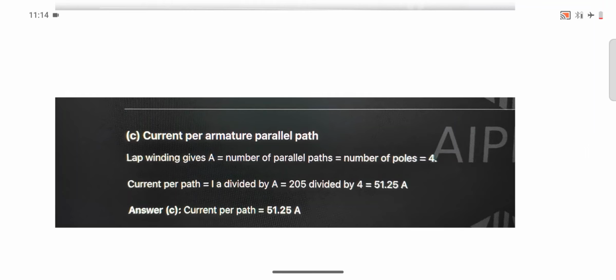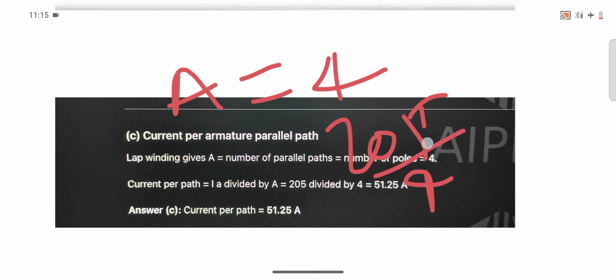Now we have to calculate the current per armature parallel path. The number of poles is given, so the number of parallel paths A is equal to 4. So current per path is equal to IA, the armature current, divided by the number of paths. The armature current is 205, which we already calculated, divided by 4, because in lap winding the number of poles is equal to the number of parallel paths. So current per path we already calculated.